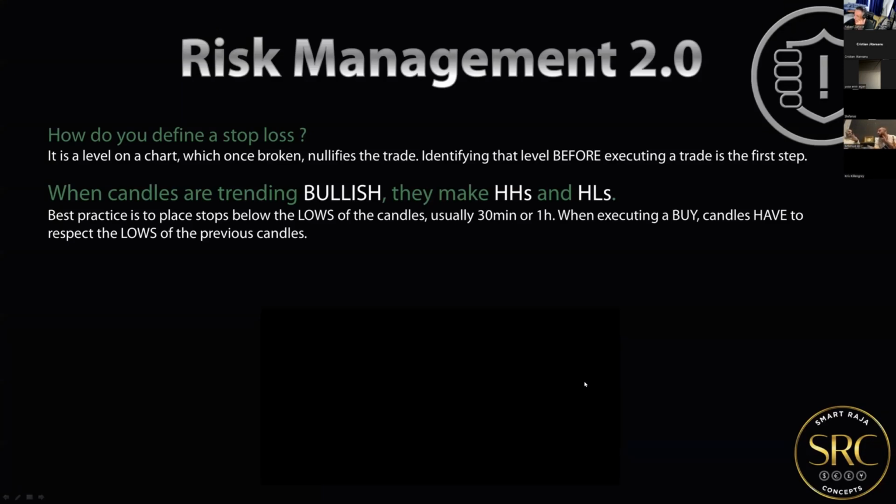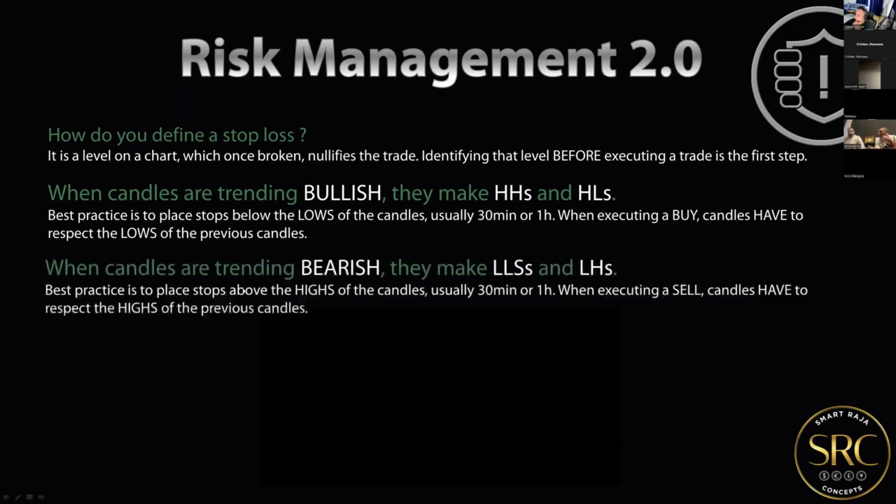Right? And then we come down and whatever. Now, when candles are trending bearish, it's the complete opposite. They make lower lows and lower highs. The best practice is to place stops above the highs of the candle, usually 30-minute or 1 hour, when executing a sell. Candles have to respect the highs of the previous candles, right? Whenever you're taking sells, the candle has to respect the high of the previous candle.